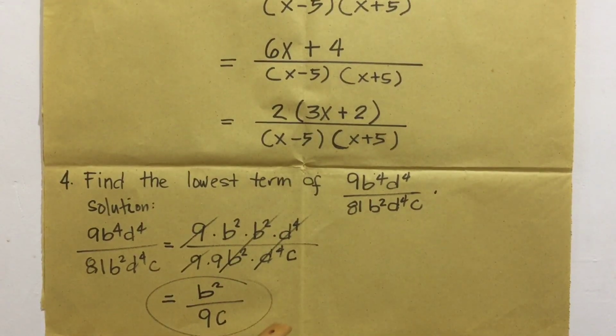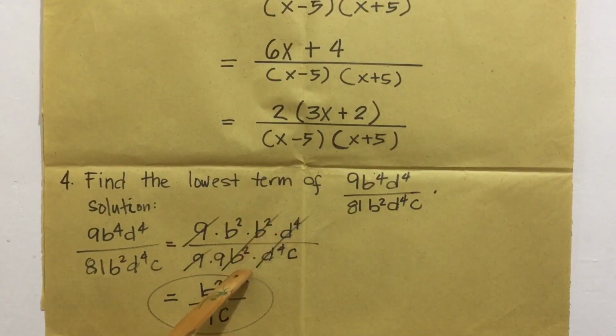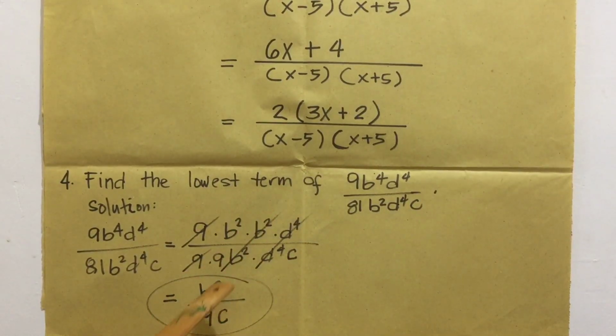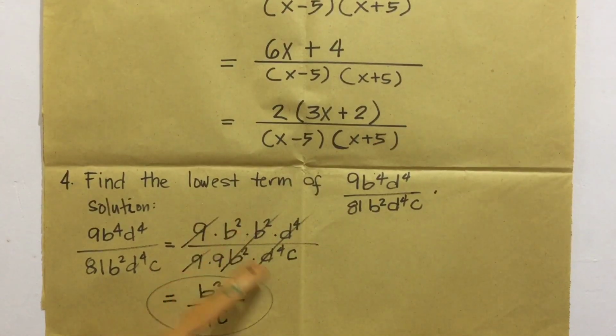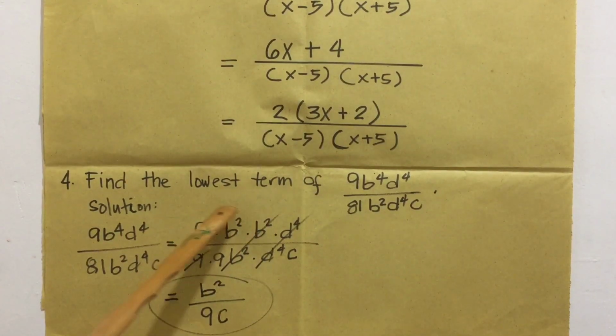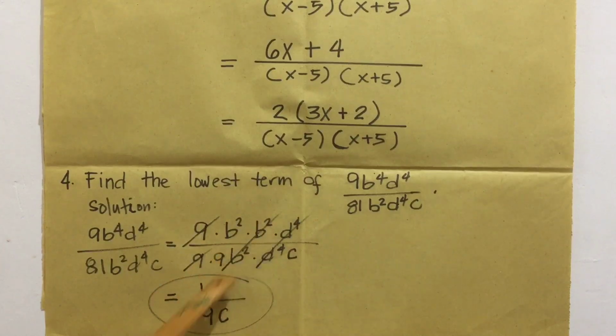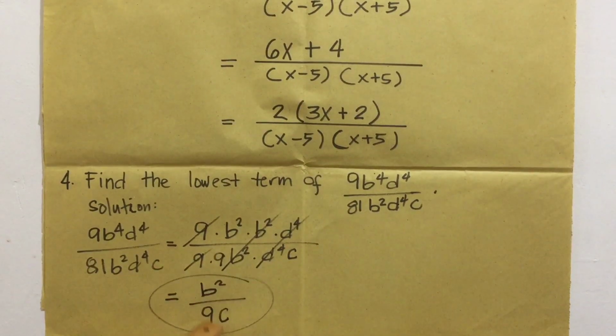And this time we're going to eliminate the same number and the same variable. 9 eliminated, just write 1, 1. B squared eliminated, 1, 1. And d4 eliminated, 1, 1 here. Then the remaining now in the numerator is b squared. 1 times b squared times 1 times 1, we have b squared here. Then this one, 9, and c. 1 times 9, 9 times 1 equals 9 times c, 9c. So our answer is b squared over 9c.